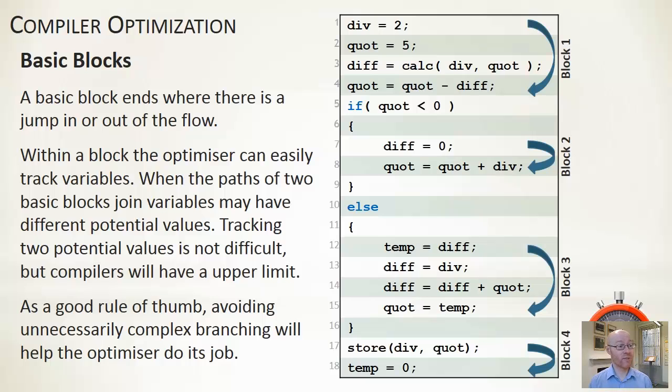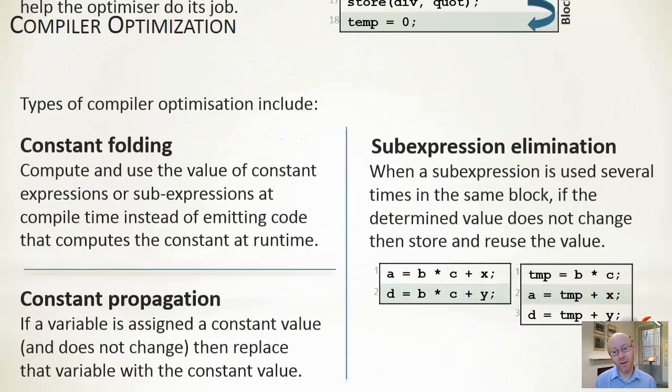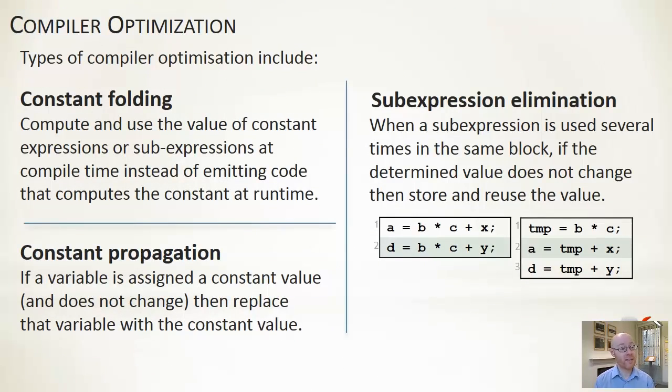Here's an example of some of the things that the optimizer is able to do. Things like constant folding. So compute and use the value of a constant expression or sub-expressions at compile time instead of actually doing it at runtime. So for example, if I'd written a piece of code, say 2π, so I was doing some calculations involving circles or whatever, and I wrote 2 times math.pi.